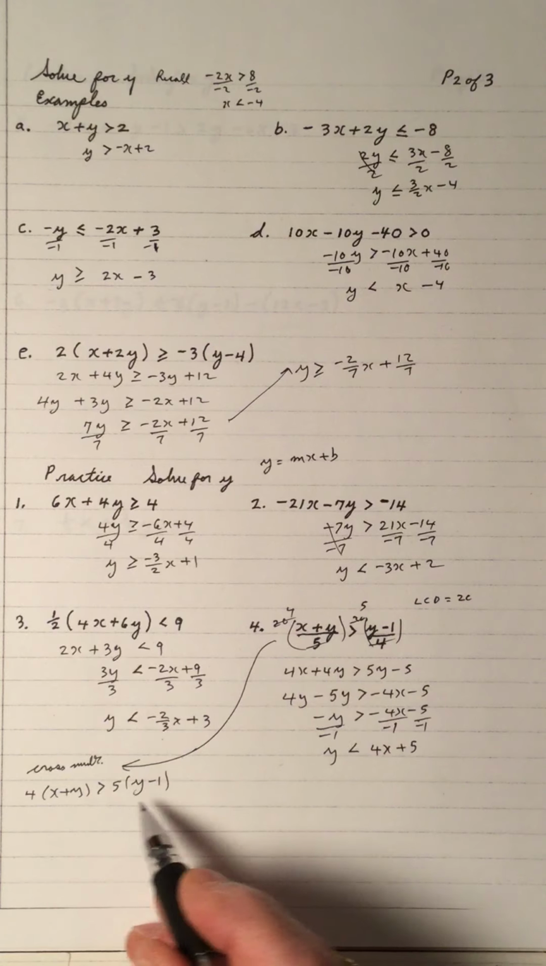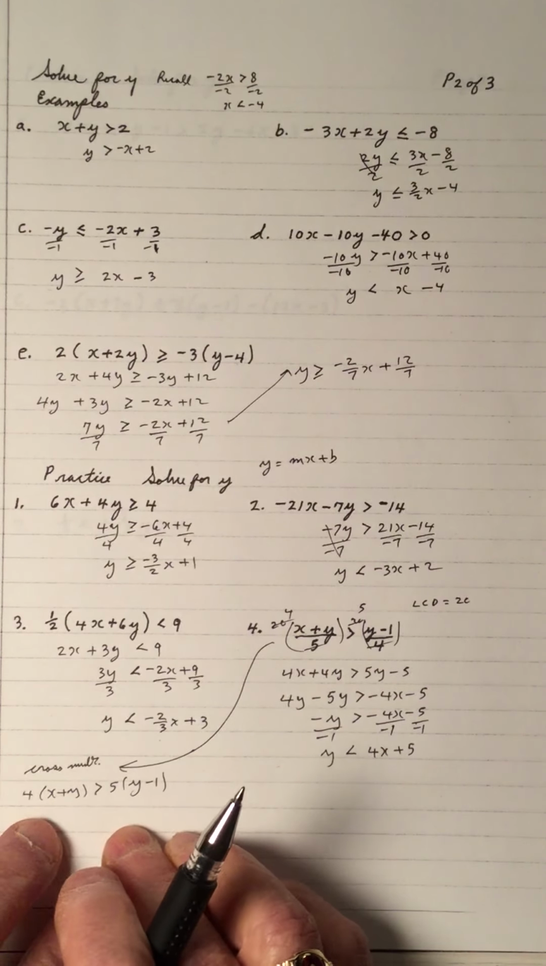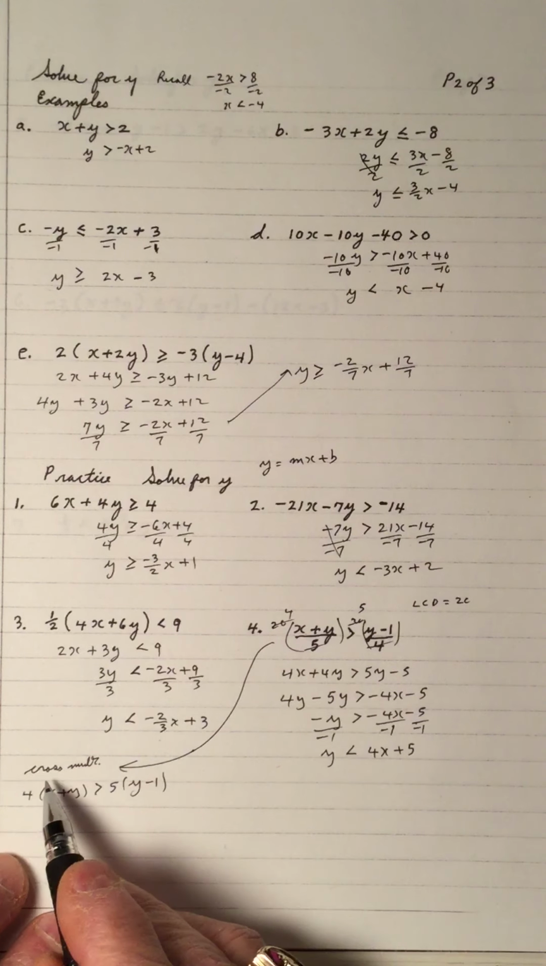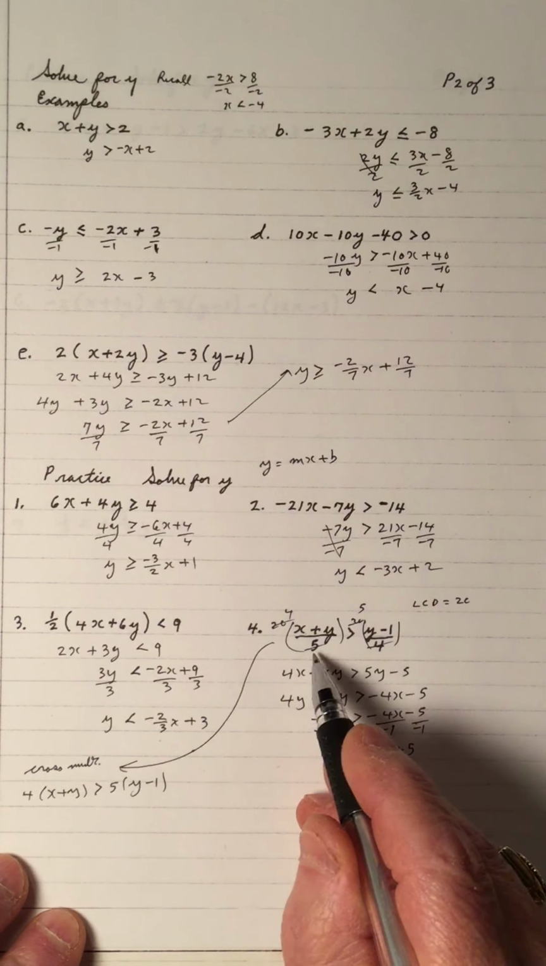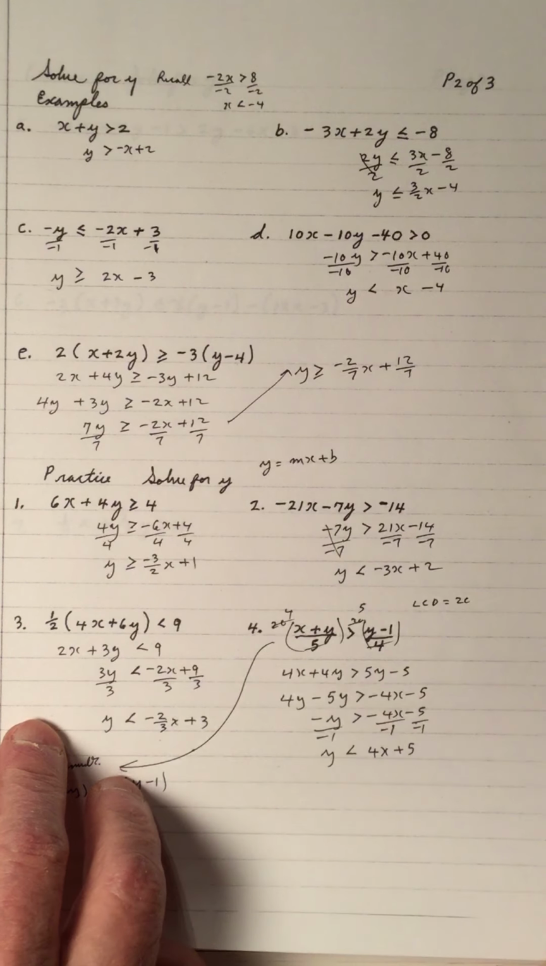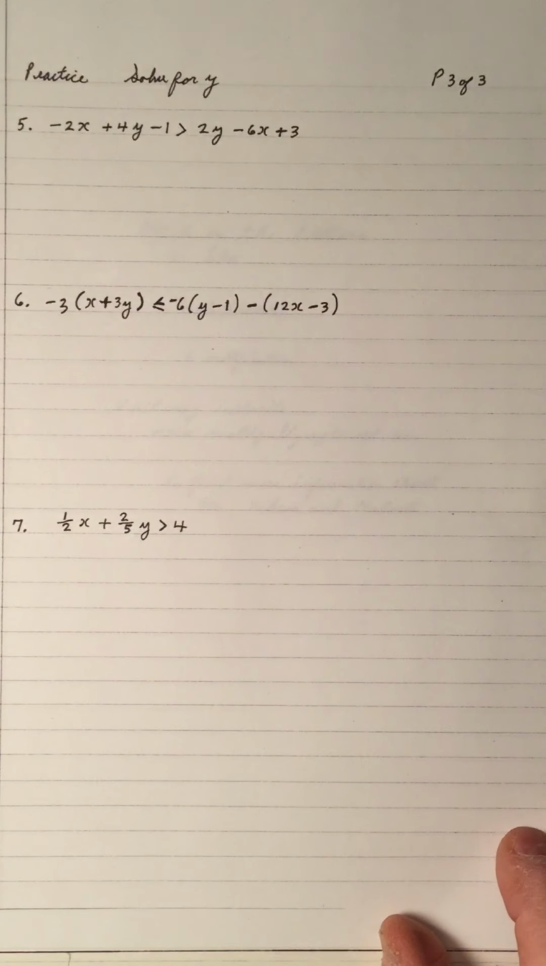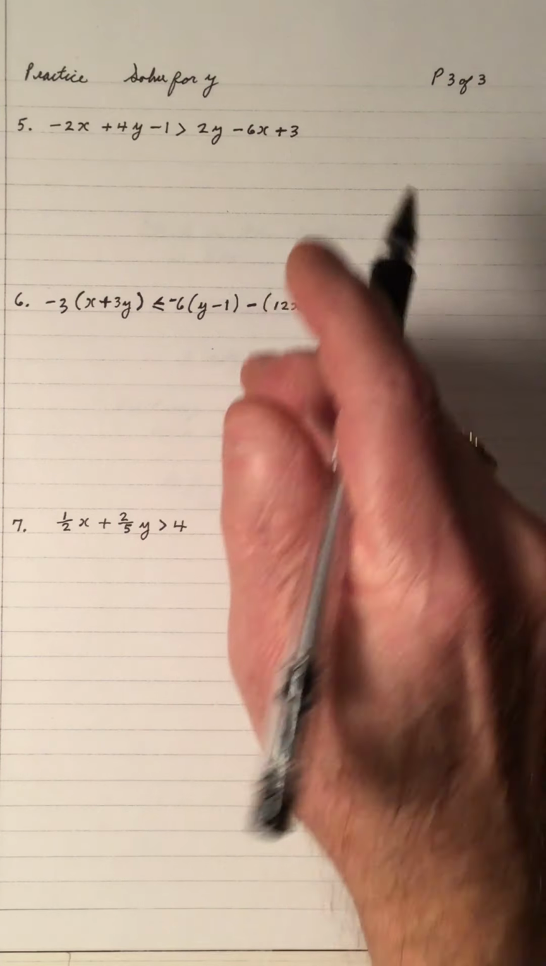So by cross multiplying or multiplying by the LCD, you still get the same answer. But I repeat, cross multiplication, no negatives in the denominator. If you had a negative there, it would become wrong. So be careful. And practice. We have some more to practice.